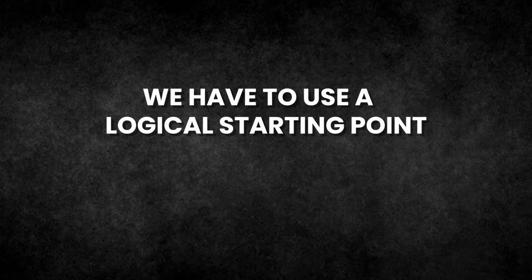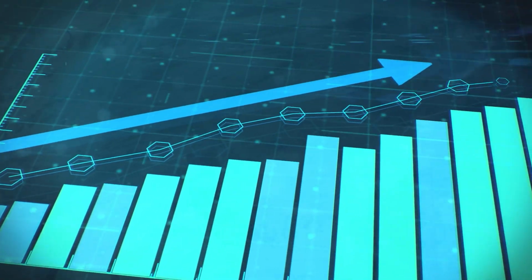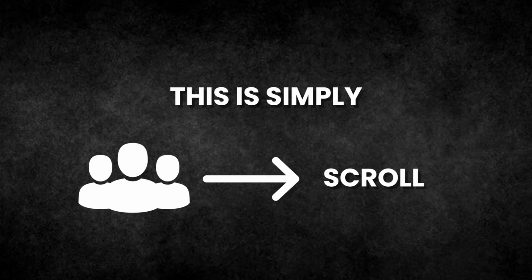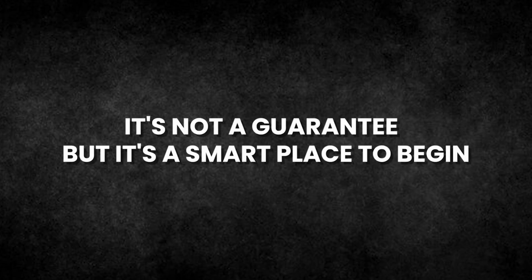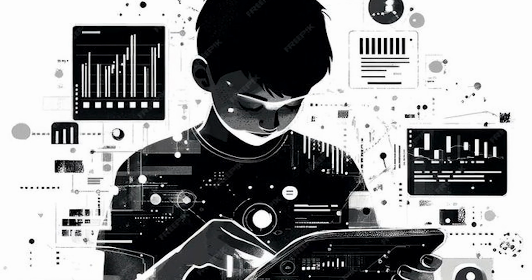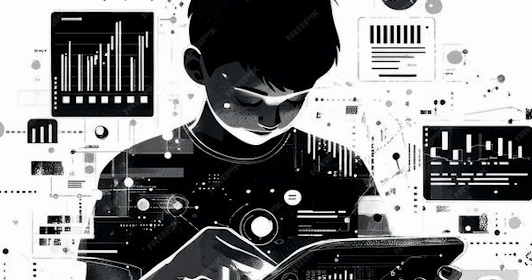Now, what if you're just starting out? and this chart is empty. In that case, we have to use a logical starting point instead of hard data. Generally, viewership on YouTube is highest on weekends, from Friday evening through Sunday afternoon. This is simply because most people have more free time to scroll. So, if you have no data, start by experimenting with uploads during these peak weekend hours. It's not a guarantee, but it's a smart place to begin. As soon as that chart in your analytics appears, switch to the data-driven strategy.